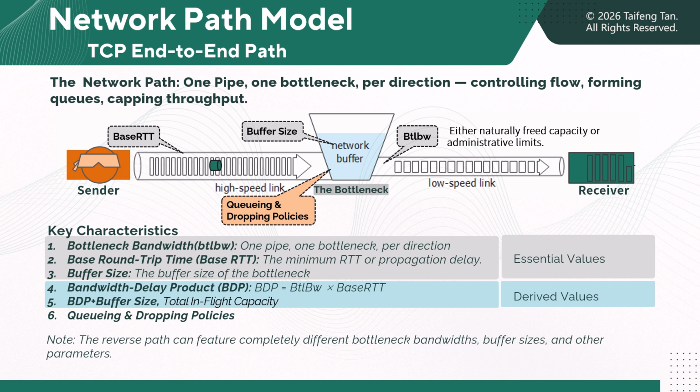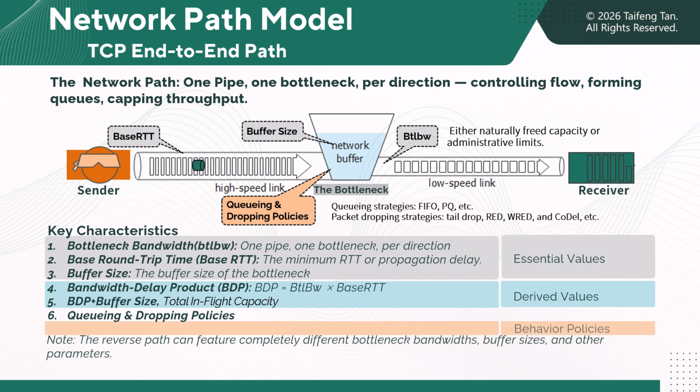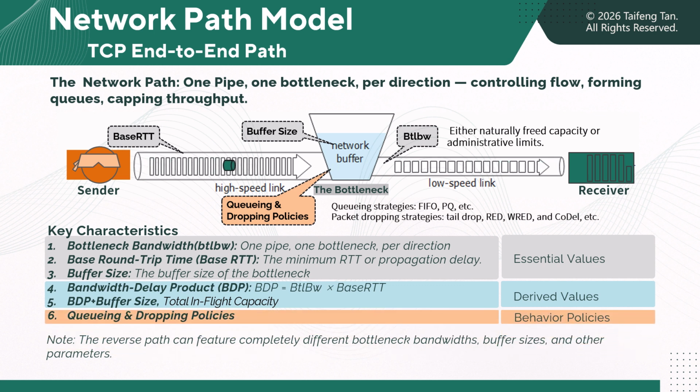Conceptually, the BDP fills the propagation portion of the pipe, while the buffer capacity holds the extra data when incoming rates exceed outgoing rates. Together, they define the upper bound on total data in flight. If you exceed this limit, packets will start dropping. Now, another important characteristic is how the bottleneck device manages its queue.